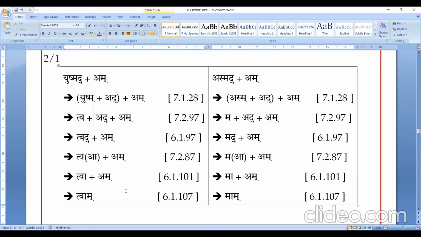If you apply shesha lopa, then ad will go away, or the takara will go away. So akara will be there. Then this akara adesha. Where will akara adesha happen? We'll have a problem. Yushmadasmadoh. And yushmadasmadoh, yushmad is replaced by tva, and asmad is replaced by ma.